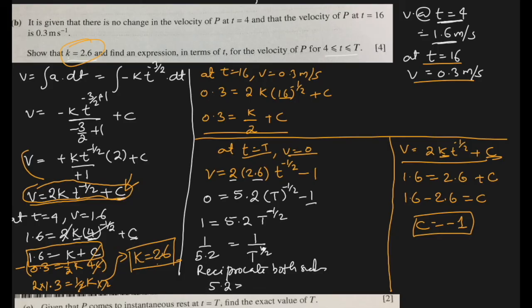5.2 equal to t to the power half, which is square root t, right? Or let me write half only. So t to the power half, and square both sides to get t, and that gives me t equal to the square of 5.2, which is 27 point something. Let me see, 27.04 seconds. This is the value of capital T.